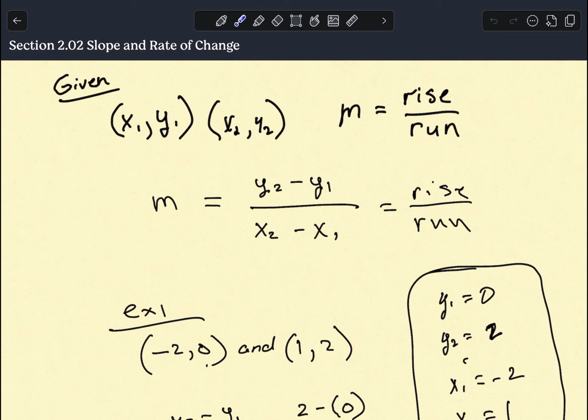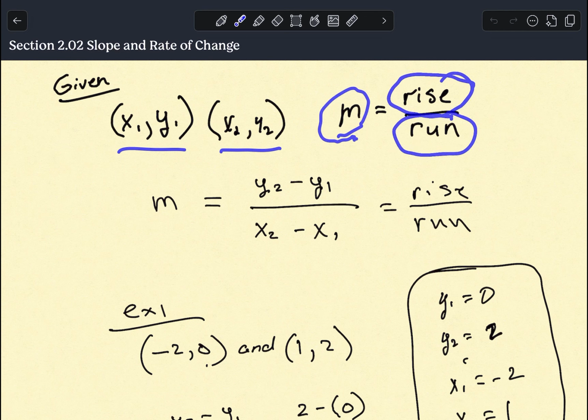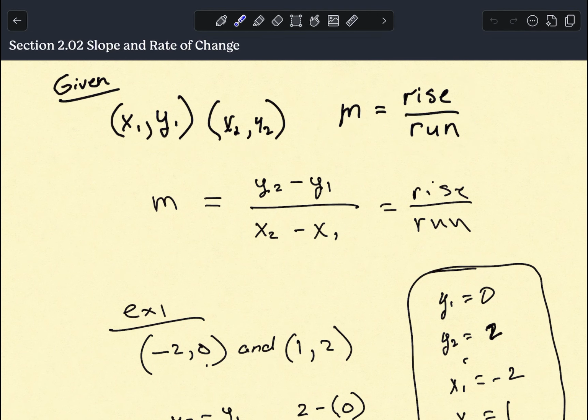Now the first thing we're going to do is, we're given 2 points. Here's one and here's one. Using these 2 points, we're going to find the slope, which is m. And m, the slope, is written as rise over run. That's how it's written. In order to find the slope, here's the equation: y2 minus y1 over x2 minus x1. If you see right here, you have y1 and y2, and you plug them in.